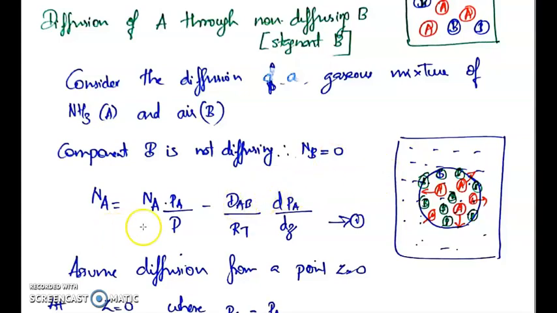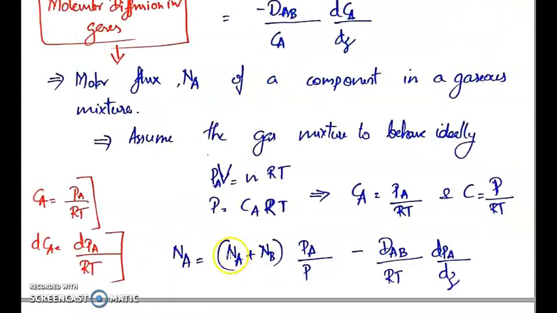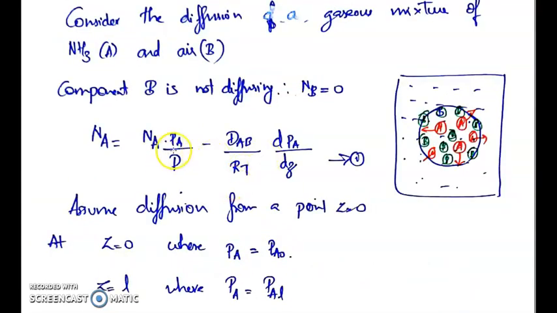So our expression for NA for a gaseous mixture, I have explained this: the molar flux of A for a gaseous mixture is equal to (NA plus NB) into PA by P minus DAB/RT dPA by dZ. Here we are assuming NB to be 0. So our expression reduces to NA into PA by P minus DAB by RT dPA by dZ. Let us try to understand the terms here. PA is the partial pressure of A, P is the total pressure of the mixture, and DAB is the diffusion coefficient of A in a mixture of A and B.